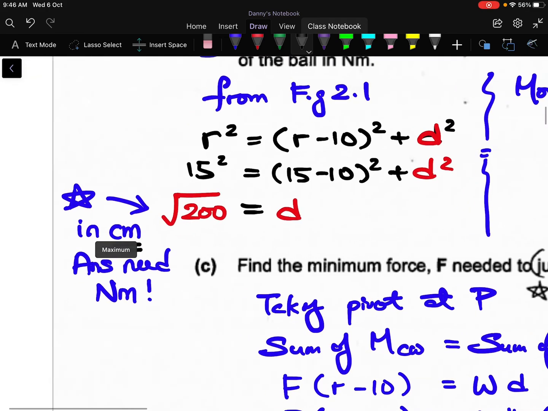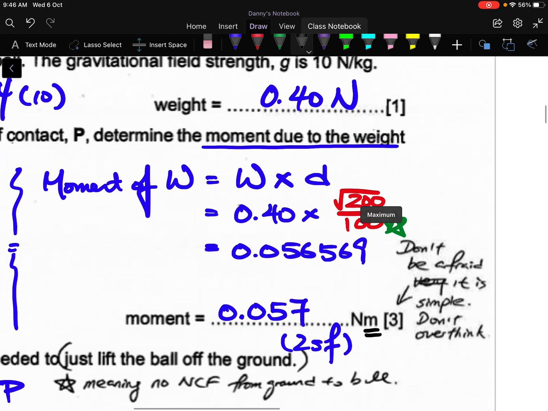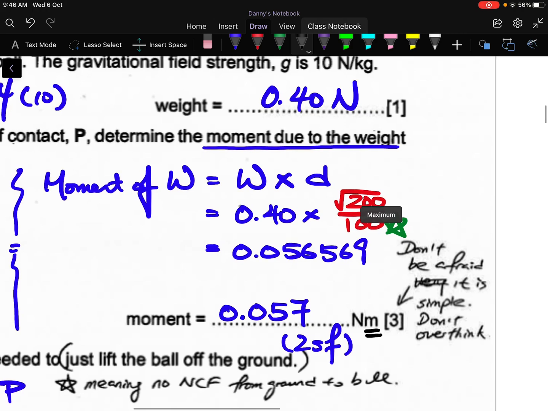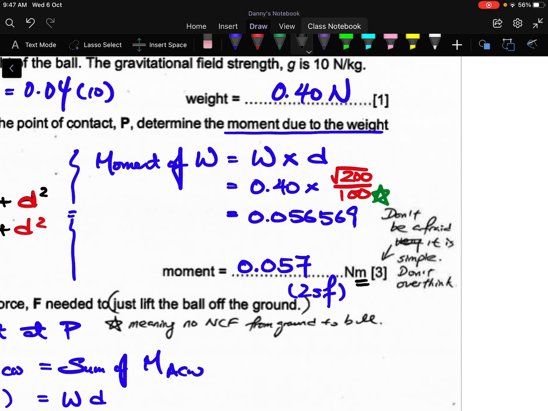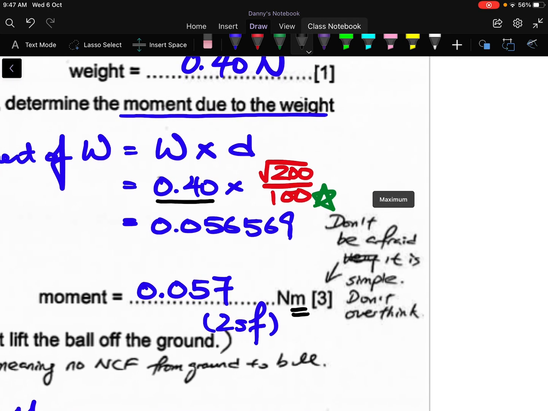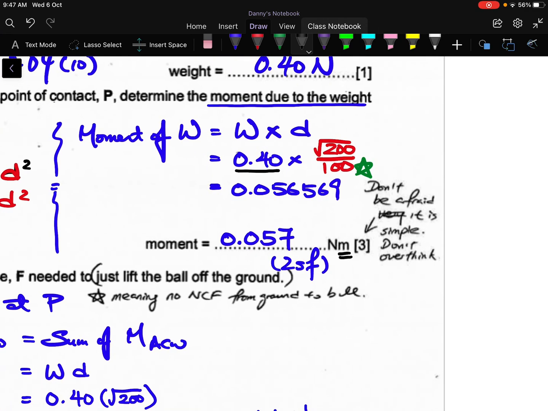So now that you know the perpendicular distance is square root 200, you can then find the moment of the weight, which is just the weight times the perpendicular distance. Here the weight is 0.4, we have already found it. Like I said, be careful, the square root 200 is in cm, so you need to change it. My usual way of presentation is that I will write the long one, and then I will round it up and tell the marker that I have rounded it up.